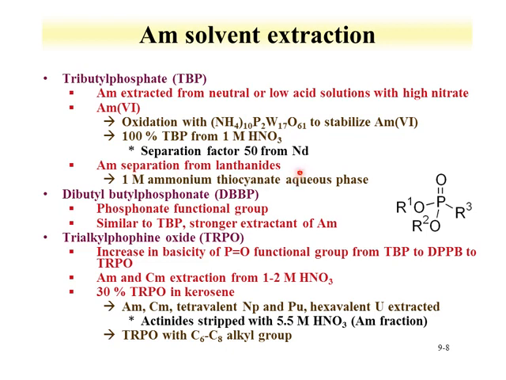Americium separation from the lanthanides has also been performed using 1 molar ammonium thiocyanate aqueous phase, so a complex in the aqueous phase that helps drive the separation. Dibutyl butyl phosphonate has also been used. You get the phosphonate functional group. It's similar to tributyl phosphate, but it's a stronger extractant for americium. And the trialkyl phosphine oxides, as shown here, are also used.